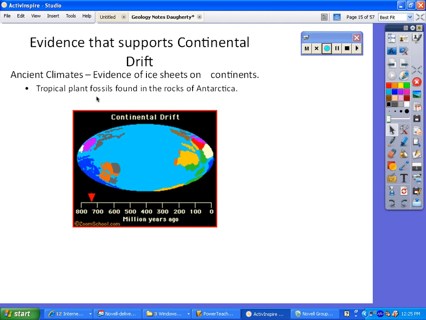Okay, this again kind of ties into what we just talked about with the fern, ancient climates. We do find continents now that were never in a warm tropical environment or never in a cold environment. They're going to show evidence of remains of things from those types of environments. So ice sheets on continents, tropical plant fossils found in Antarctica. Okay, places that show that continents used to be somewhere on the planet, but now they've moved to a different location.